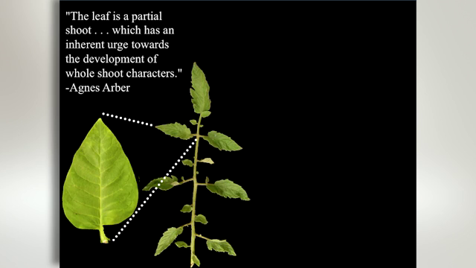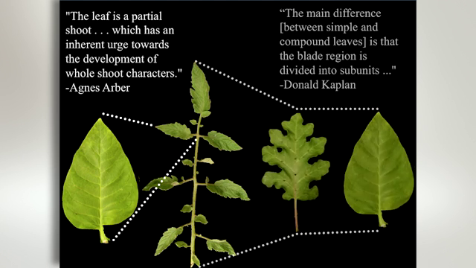There were two schools of thought, if you will, where Arber and other people who followed that school of thought said the leaf is a partial shoot, and it has an inherent urge towards the development of whole shoot characteristics. In contrast, there were the German morphologists, and perhaps this is best articulated by Kaplan, who said the main difference between simple and compound leaves is that the blade region is subdivided into subunits or leaflets.